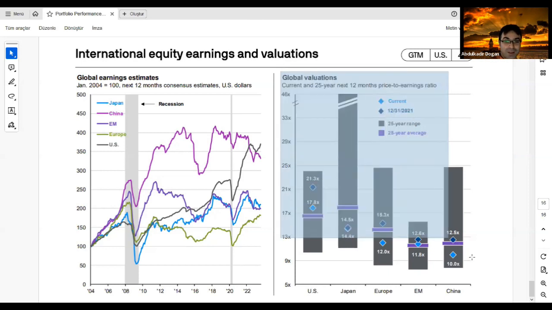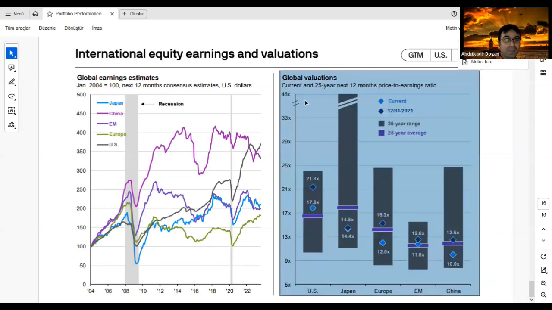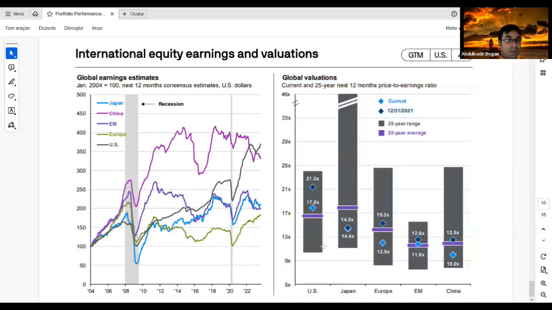And on the right-hand side chart, please look at this as well. Global valuation: it is current and 25 years average. Look at this one. The 25 years average is here, and the current is higher than that. And in the COVID period, it is really hard. For Japan as well, it is less than its average, meaning that you can take a position in the stock exchange in Japan, it is cheaper. But I can't say the same for China or EM.